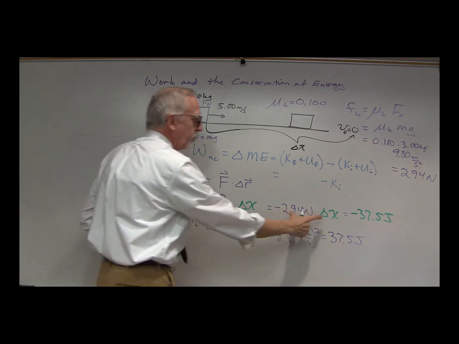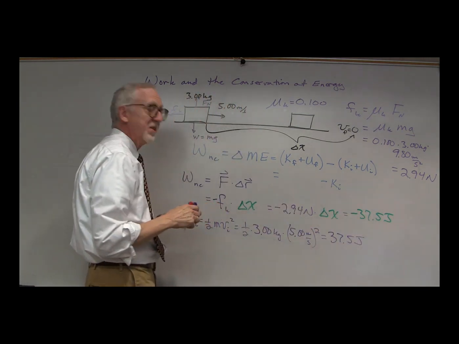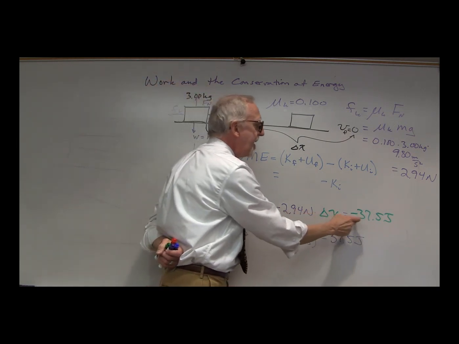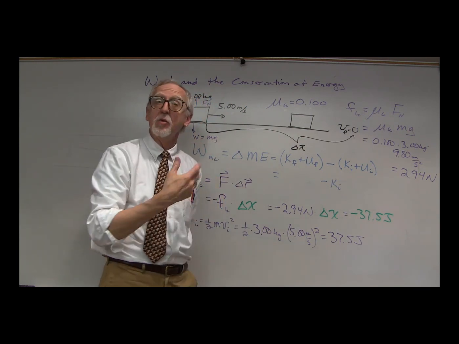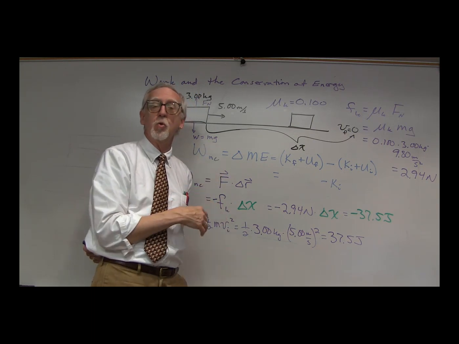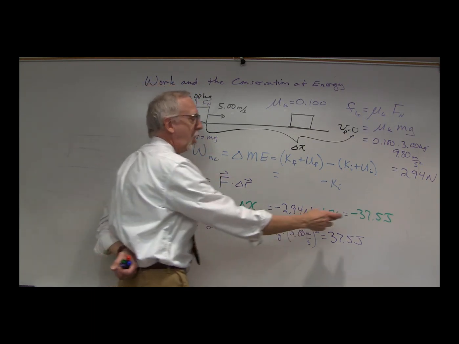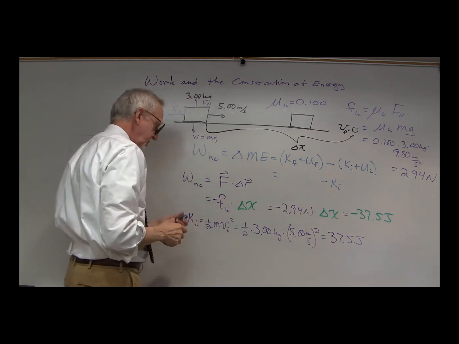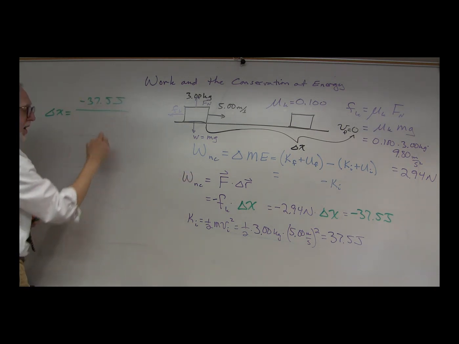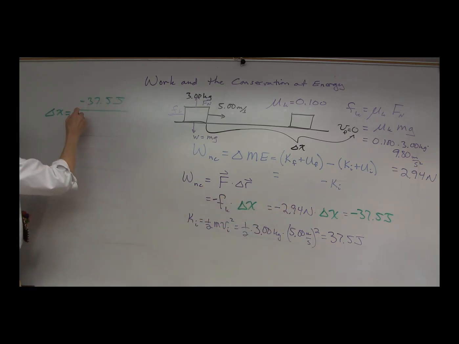So what's our displacement? Well, we can solve for our displacement right here. What is this telling us? The work done by the non-conservative force must be the negative of our initial kinetic energy. In other words, the object is losing all of its energy to the work done by the non-conservative force. So all of the kinetic energy is being lost to the work done by friction, and we end up with delta x equals negative 37.5 joules divided by negative 2.94 newtons.